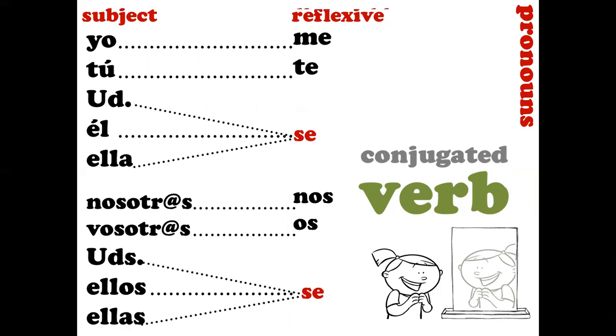These are when we're talking about myself, yourself, herself. These refer back to the subject. When the subject and the direct object are the same thing, like the girl looking at herself in the mirror, you use me, te, se, nos, os, se.